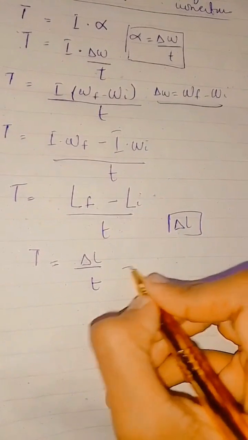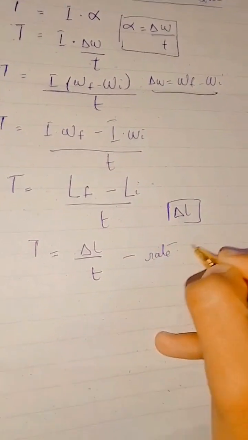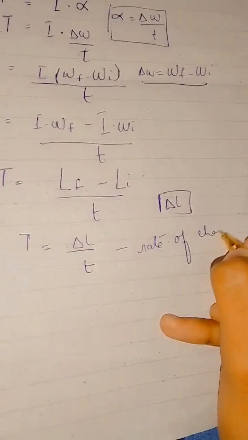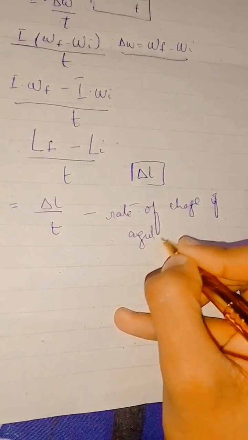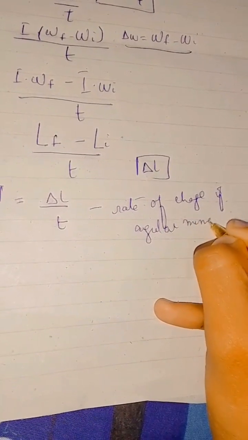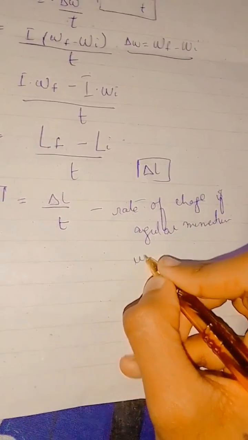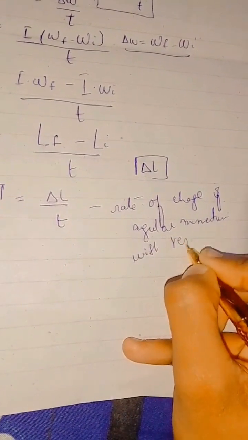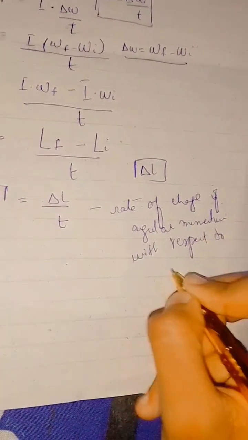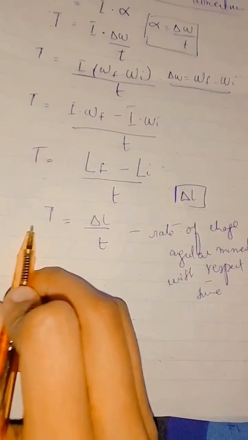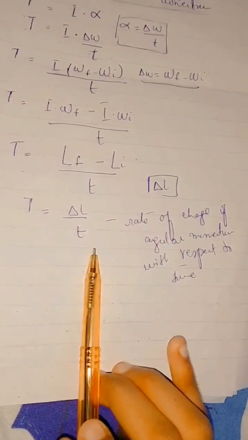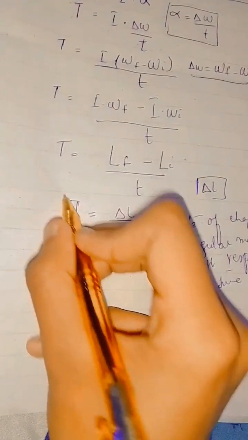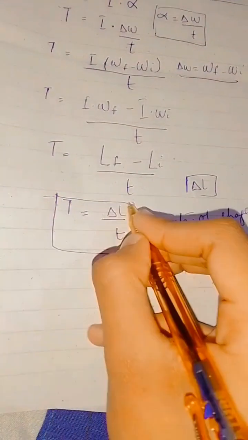Now what does it mean? That the rate of change of angular momentum with respect to time is called torque. The torque is equal to the rate of change of angular momentum with respect to time. This is the formula that we are going to use for torque.